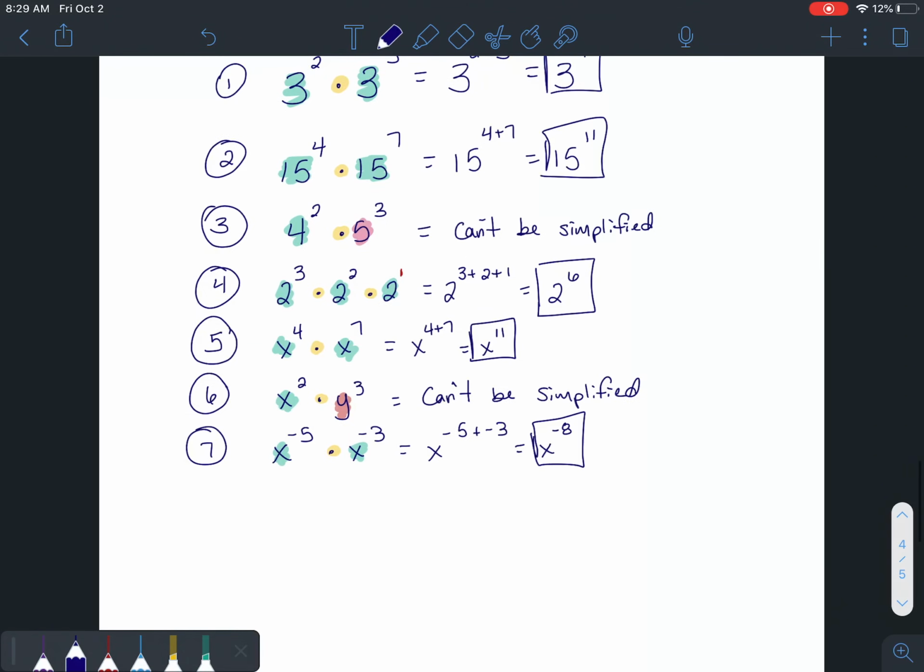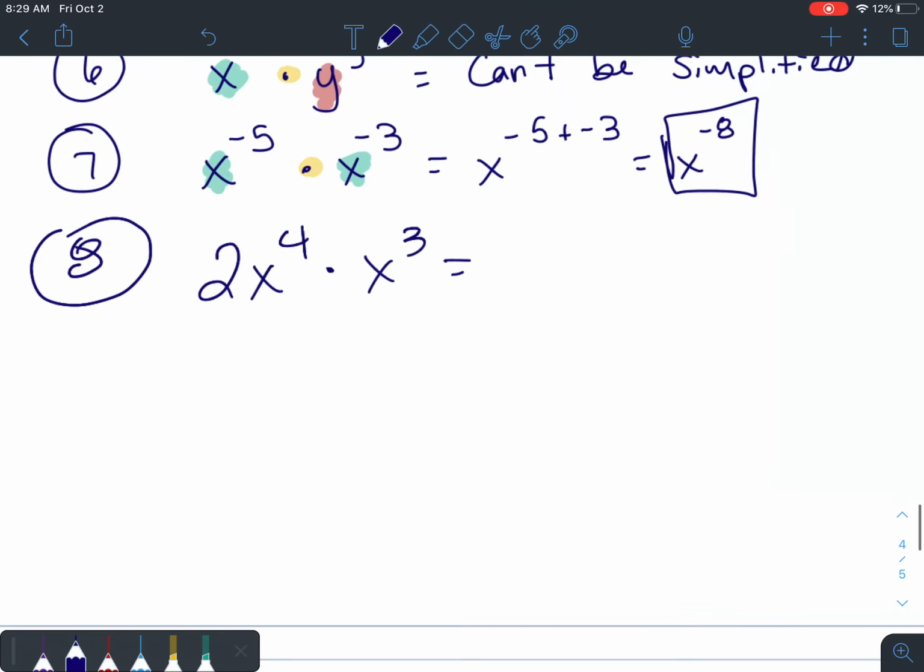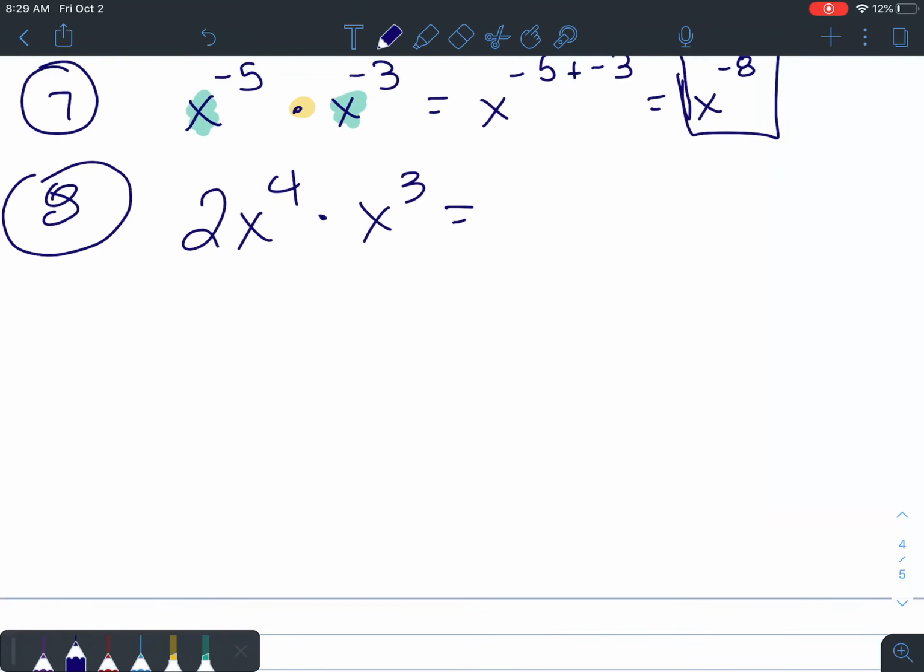I'm going to show you one more tricky example. So if we have 2x to the 4th times x to the 3rd, we can actually simplify this further. We know that there's an imaginary 1 in front of that second term. And we know that we're going to multiply both of these. So really what we could do is we can actually break this apart.